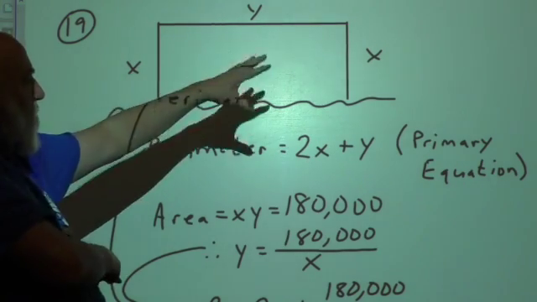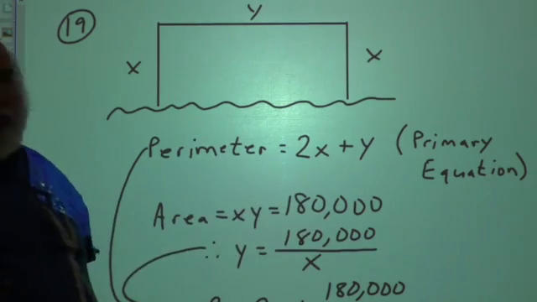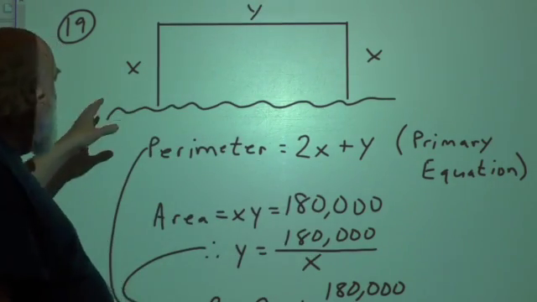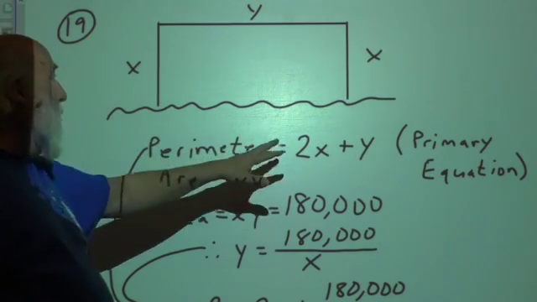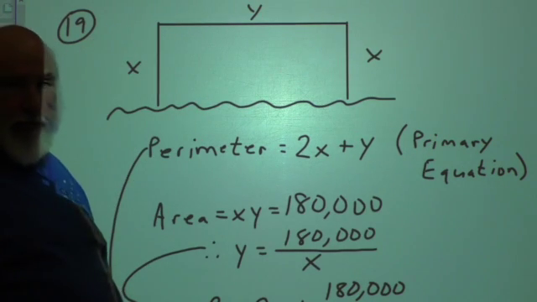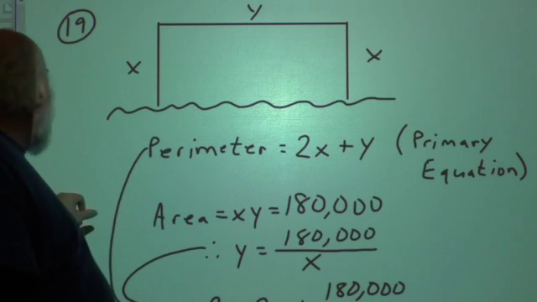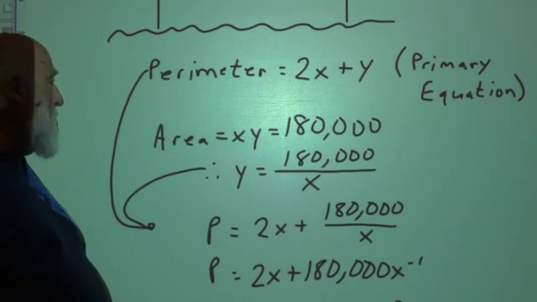So this is what the fencing is going to look like. It's a rectangle with a missing side. The river is the missing side, so the perimeter, instead of being 2x plus 2y, now becomes just plain 2x plus y. That's our primary equation, and we use P for the primary equation. We're also told in this problem that the area is 180,000.